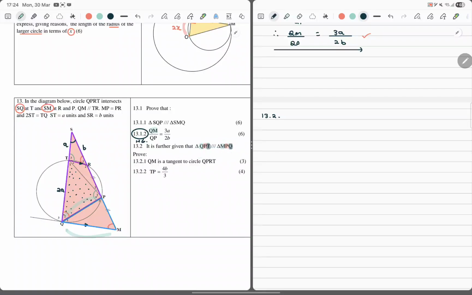Let's look at it. Q in this QPT is that angle. Indeed, it is equal to M in the other triangle, so that's good. So this means this side corresponds with that. Okay, that's not a problem. And then what else do we want to say?